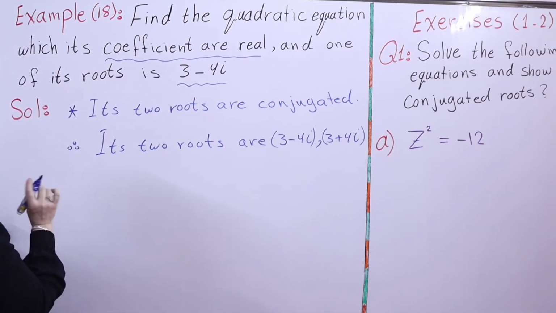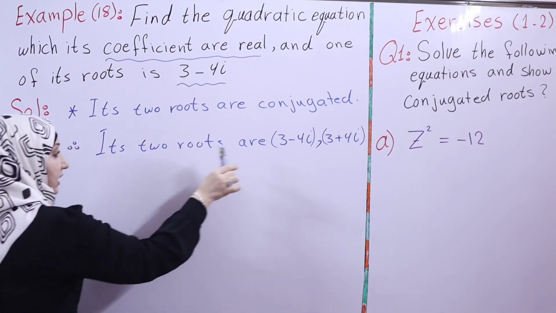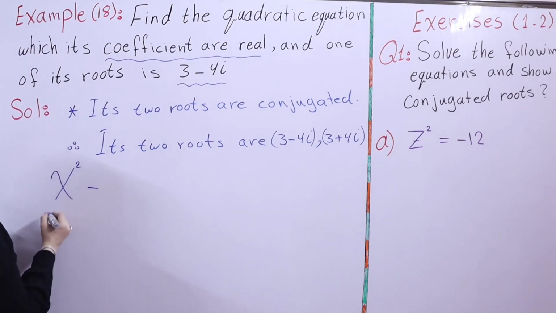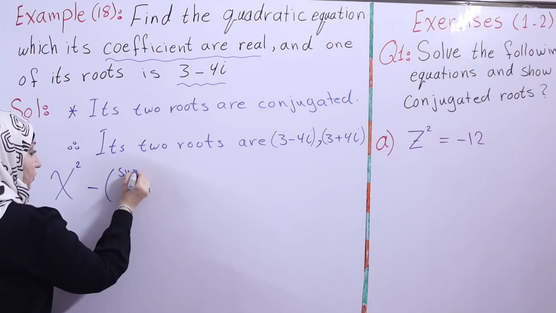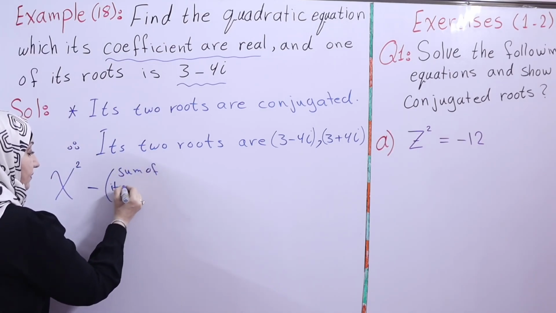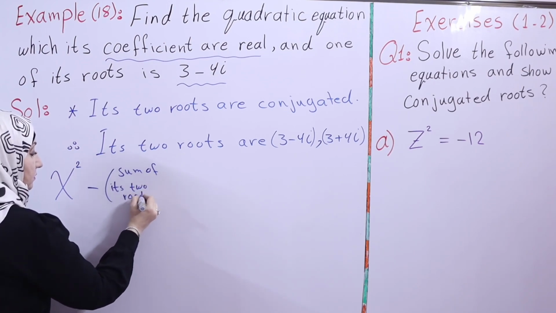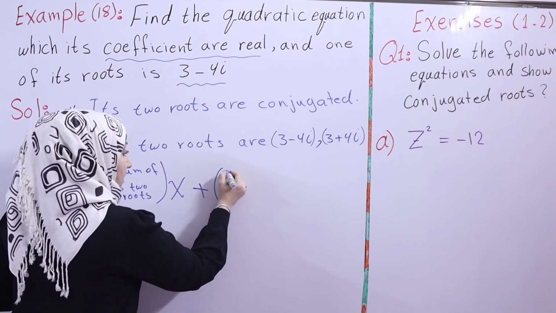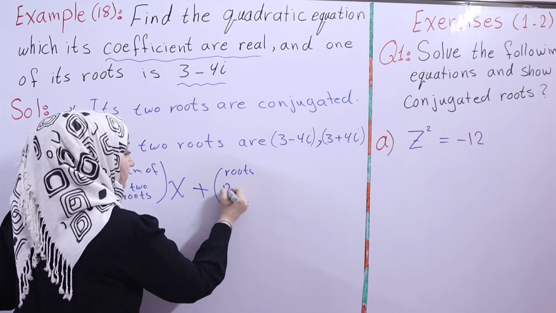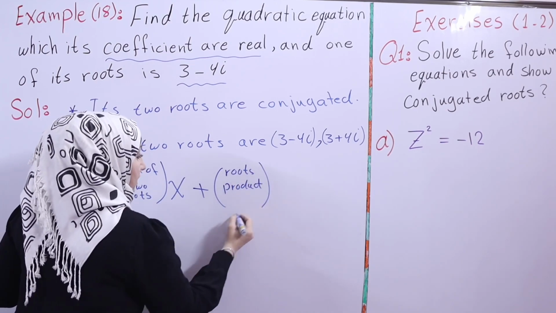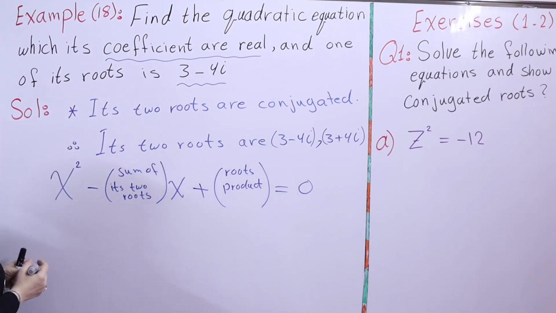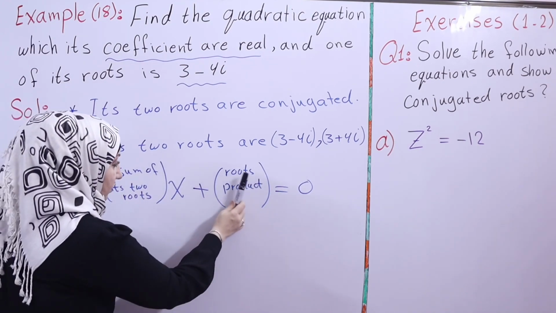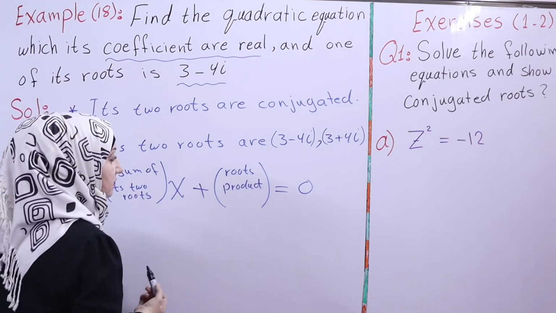To find the equation, since we have the two roots, we use the rule which says the equation will be x squared minus the sum of its two roots, which is the coefficient of x, plus the roots product, equal 0. This will be the equation. First, we want to find the sum of its two roots, and then we should find the roots product.